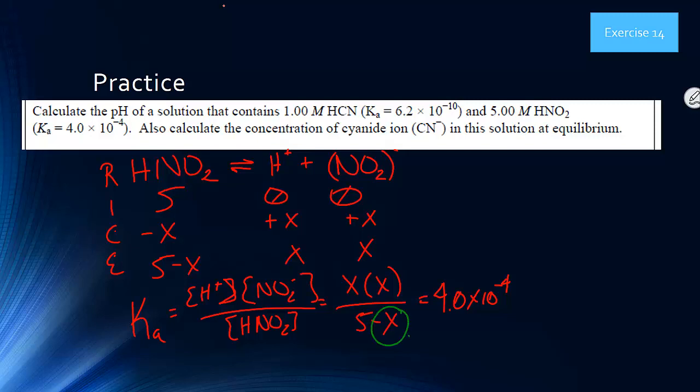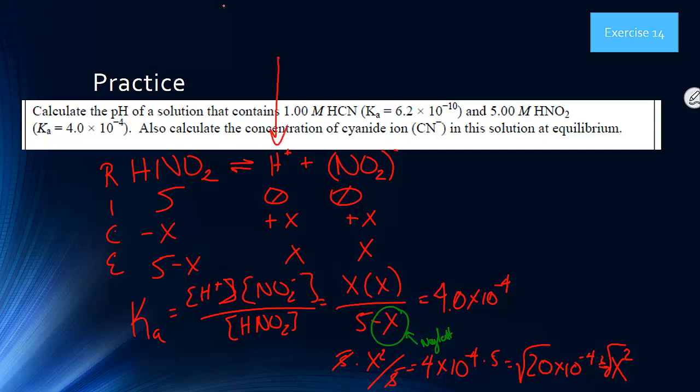Again, this x is so small we can neglect it. So we end up with x squared over 5 has to equal 4 times 10 to the minus fourth. Multiply by 5 on both sides. I get 20 times 10 to the minus fourth equals x squared. Square root of both sides will tell me the concentration of hydrogen here, which is 0.0447. Now that's the concentration of hydrogen. It's also the concentration of the nitrite ion.